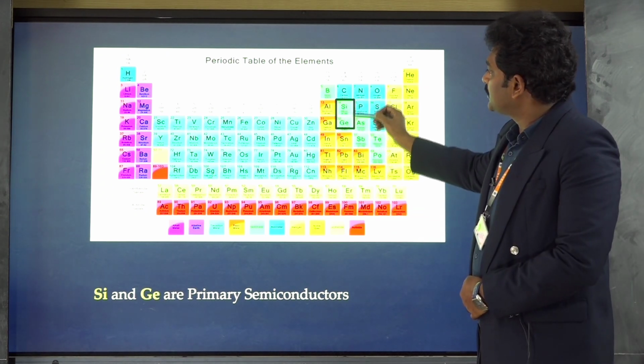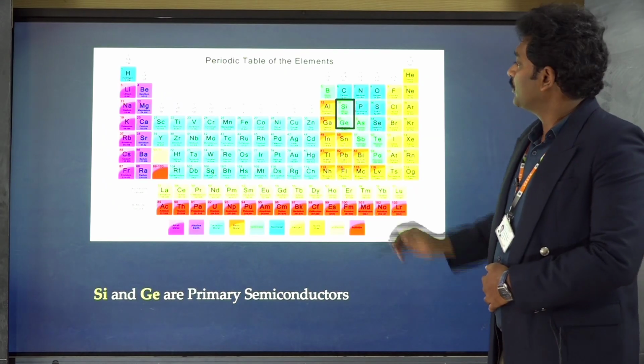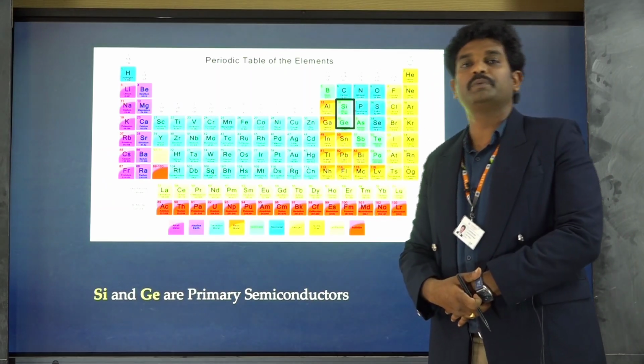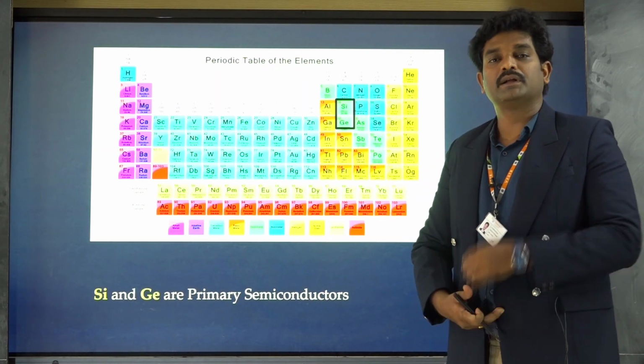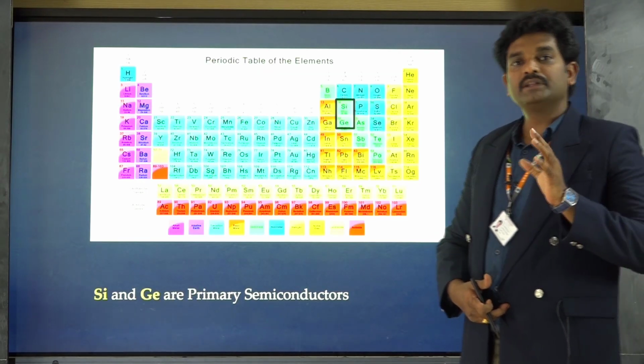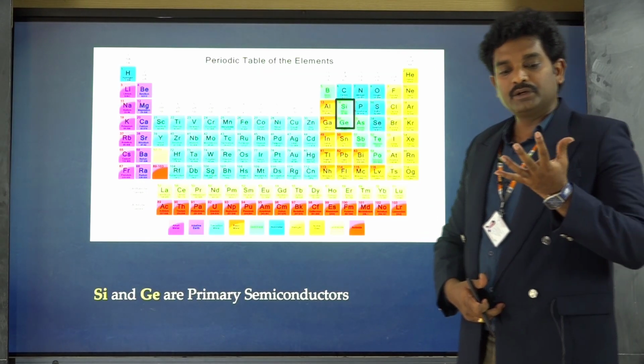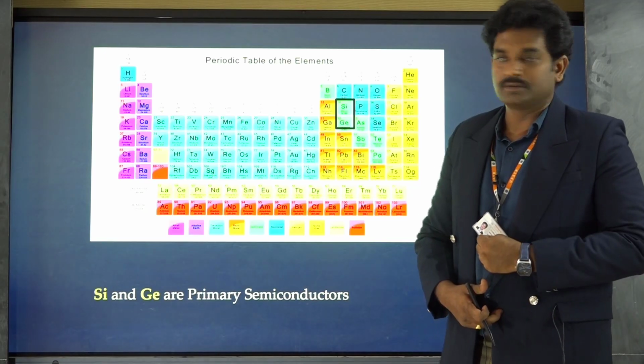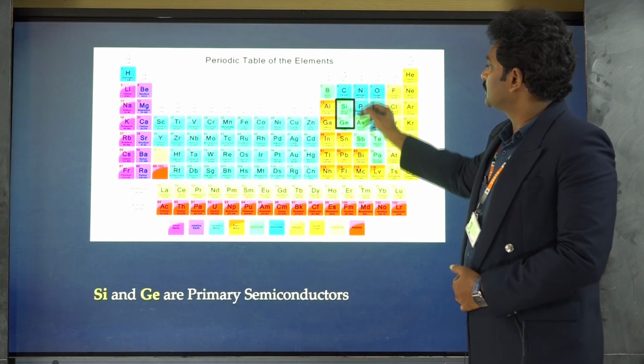These two semiconductors belong to the fourth group element. What do you mean by fourth group element? Fourth group element means in the valence orbit there are 4 electrons, which means when they form a bond with any other atom, they contribute 4 electrons. That's how we define the fourth group element.